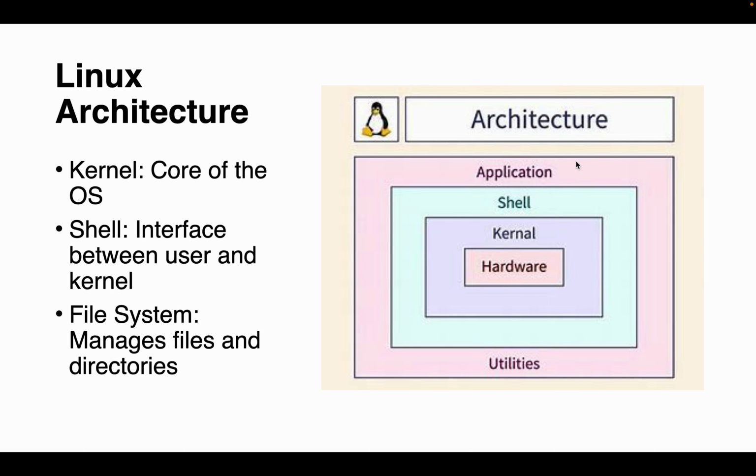Coming to the architecture of Linux, we have the kernel, the core of the OS; the shell, the interface between user and kernel; and the file system, which manages files and directories. You can see the architecture: application, shell, kernel, hardware, and utilities.